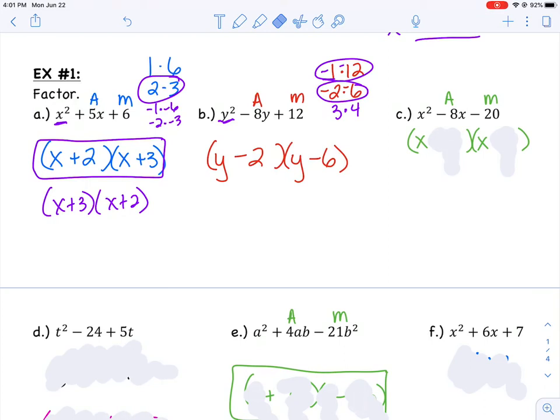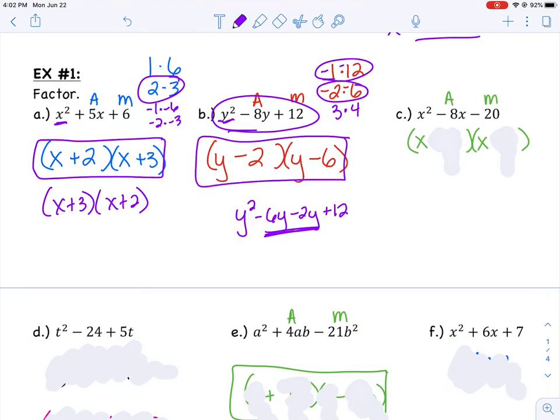Now, double check by FOILing and see if you get the same answer as we started with. Y times y is y squared. Y times negative 6 is negative 6y. Negative 2 times y is negative 2y. And negative 2 times negative 6, 2 negatives make me a positive 12. If we combine like terms, do we get back where we started? Perfect. So that means our factors are correct. We have a y minus 2 and a y minus 6. Or you could have said a y minus 6 and a y minus 2. All right, let's keep practicing.